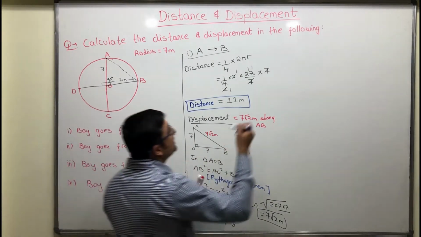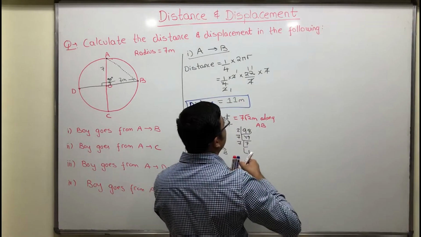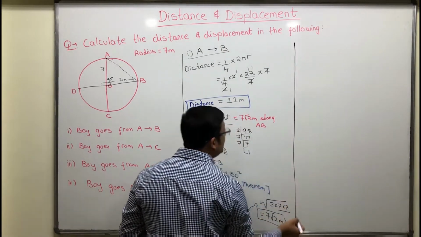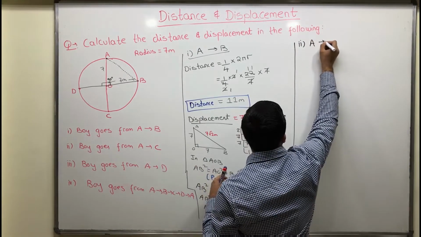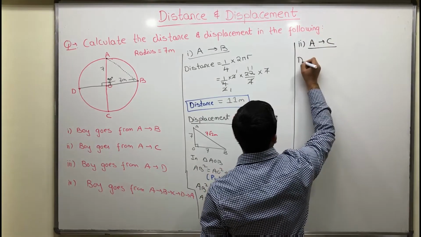Now let's move on to the second part. So I'll just draw a line in between to avoid confusion. Now moving to the second part. Second part is from A to C. So first step is we're going to find the distance.